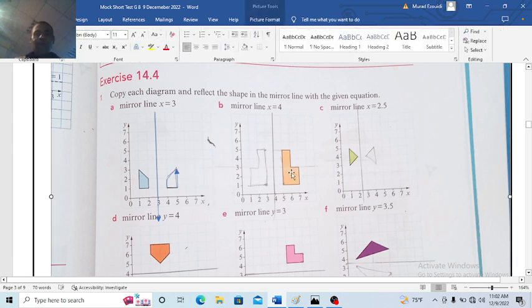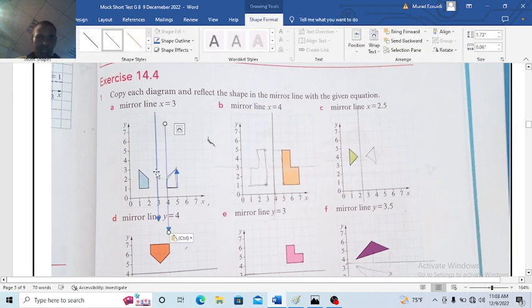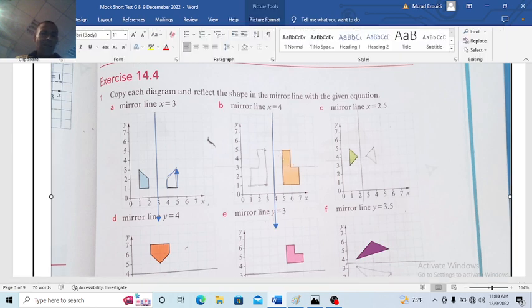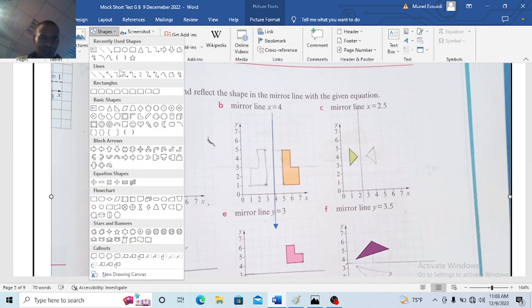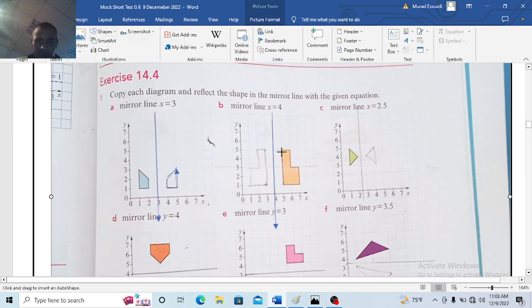For this one, the same here. I will try to reflect the original shape into the mirror line x equal 4. I will just copy this and paste it here. This is x equal 4, approximately here. Now I'm going to reflect this shape, my kids. I will try to find a shape similar to this one, and put the same here.